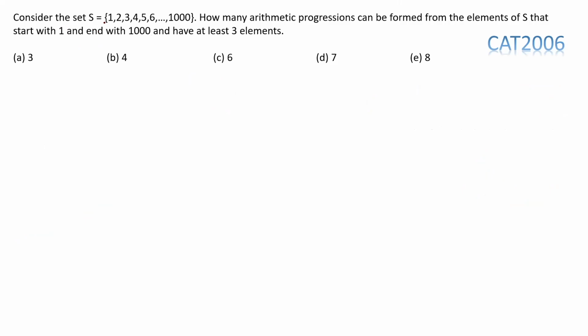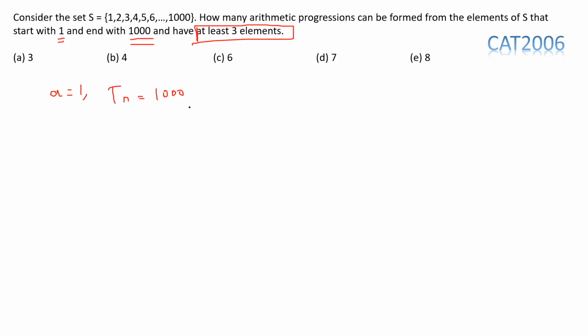You take the set S consisting of 1, 2, 3, 4, 5 up till 1000. You want to form arithmetic progressions such that they start with 1 and end with 1000 and have at least three elements, they are saying, right? So here for the arithmetic progression which you want, the first term is 1 and the last term will be 1000. I do not know what the value of n will be, but I know the nth term will be 1000. Okay, so how many arithmetic progressions can be formed?